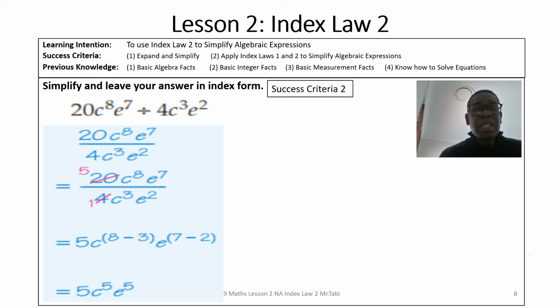Pay attention to this question. It says simplify, leave your answer in index form. So here we don't need a calculator. We have to leave our answer in the shorthand in an index form. But we have to simplify. Now, because we are dividing, we can write it like a fraction. So that step can be written.